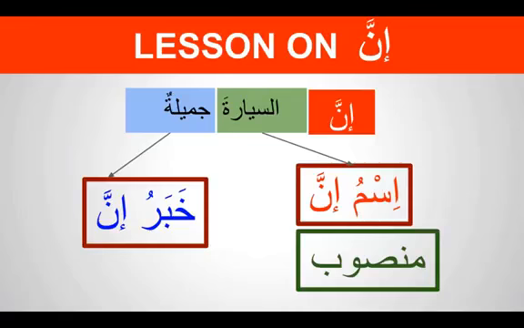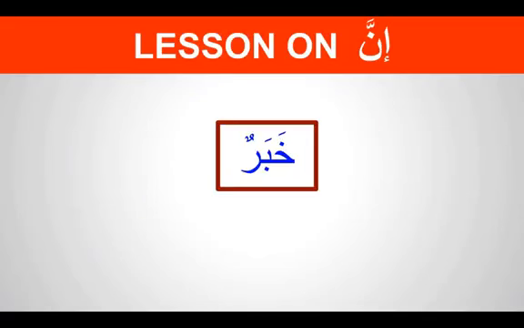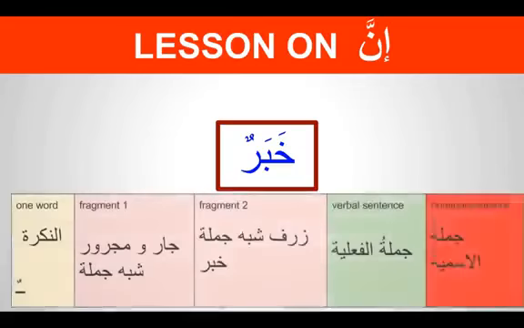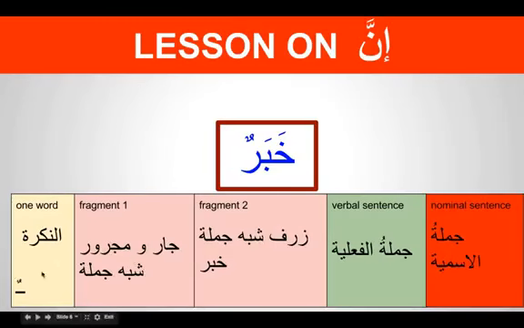We've learned previously that khabar comes in 5 types, and all these 5 types will come along with inna as well. If it is one word, it will be nakira, that's indefinite. Then we have 2 types of fragments: jar majrur shibu jumla khabar and zarf shibu jumla khabar. The 4th type of khabar is jumlatul fa'liya coming as a khabar, and the 5th is jumlatul ismiya coming as a khabar. These remain the same. The only thing that changes is that the mubtada will be called ismu inna, and that will be mansub.